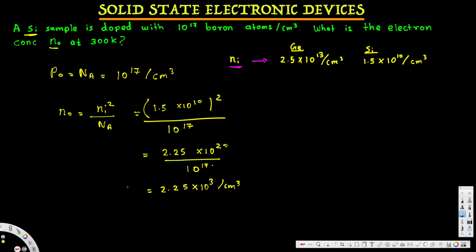Now you can compare the electron concentration to the boron concentration. This is very small, right? So that's why we call electrons minority carriers in p-type semiconductors. And that's how we do this kind of problem.